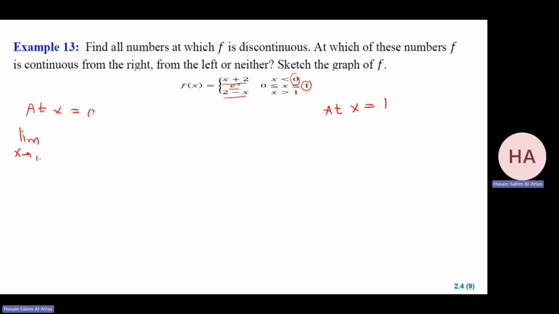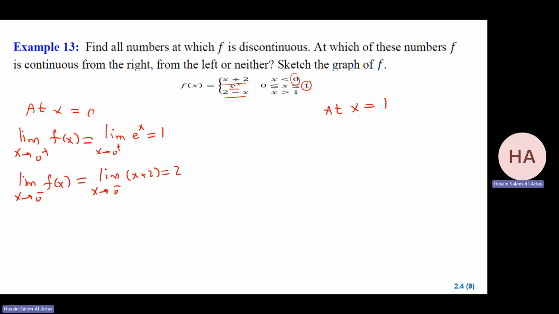What will happen? Check the limit. The limit as x goes to 0 from right will be what? From right means more than 0. So I'll take the e to the power x. That gives me 1. What is the limit as it goes to 0 from left? It means I take this x plus 2. I'm getting what? 2. So it's not continuous. f is not continuous at x equals 0.